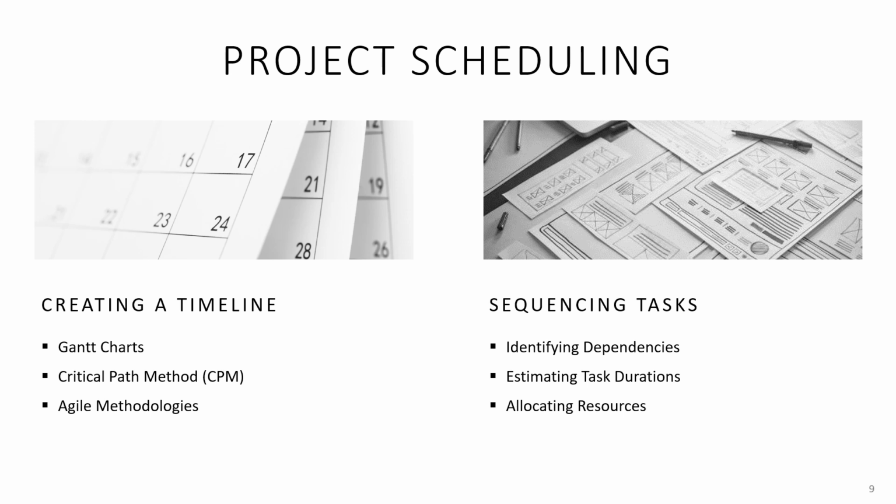Project scheduling involves creating a timeline and sequencing tasks to ensure that the project is completed on time. This includes identifying dependencies between tasks and estimating task durations, allocating resources, and techniques like using Gantt charts, critical path method, and agile methodologies help in order to be effective in scheduling. Regular monitoring and updating of the schedule are essential to manage any deviations and to make sure that the project's completed on time.